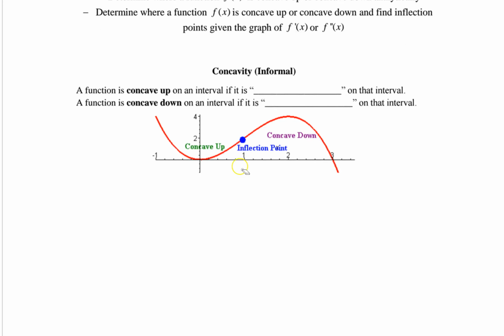What is concavity? Concavity is the shape of the graph. Specifically, when it's opening up, we call that concave up. So concave up is when your graph is opening up on an interval. You can see here it's opening up on an interval. Concave down is when it's opening down. Sorry, when it's facing down.